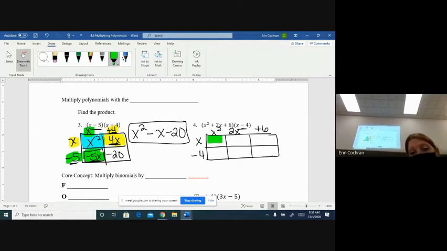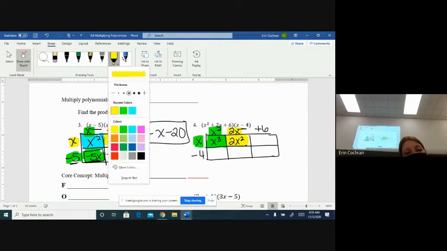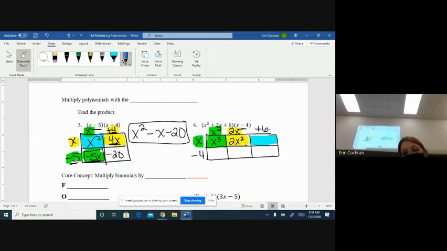Now to get the first box, I'm going to multiply what 2 things? X and x squared. So what's x times x squared? X cubed, yeah. The next one, I'm going to take the x and times it by the 2x, right? So this box would be x times 2x. And what's x times 2x? 2x squared. And then the last box, I'm going to take x times 6, right? And what is x times 6? 6x.